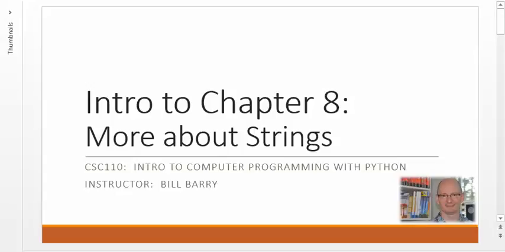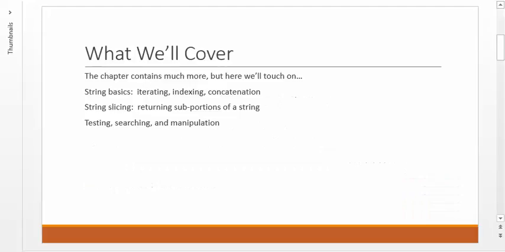I cannot possibly cover everything that's in this chapter. There are a lot of lists and tables, so I can't cover all of those, but I want to give you the flavor of the main topics here, give you some straightforward examples, and get you started. So we'll talk about some very basic stuff that you can do with strings, like iterating through them, indexing them to get characters, and how to smush them or concatenate them together to make other strings. We'll talk about a special facility in Python called string slicing that makes it very easy to grab out pieces of a string and return them.